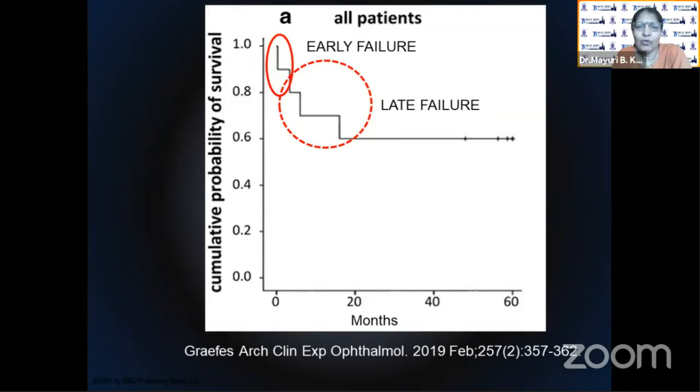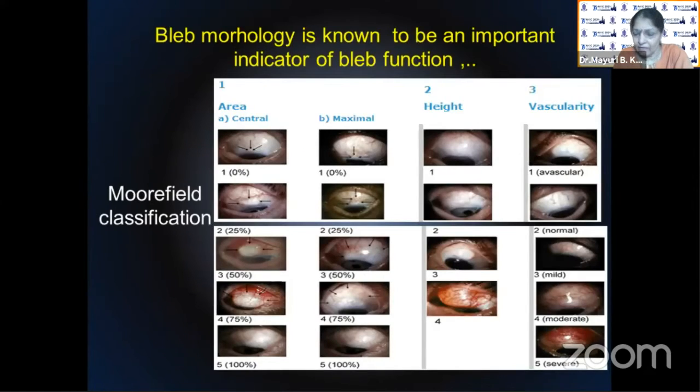Now, this graph shows that the failure of trabeculectomy is seen as a steep fall in the early period. Up to 20 months, you can see the steep fall in the success rate, and later on it becomes almost a straight line. So we have to identify which are those cases that are possibly going to fail in the early postoperative period.